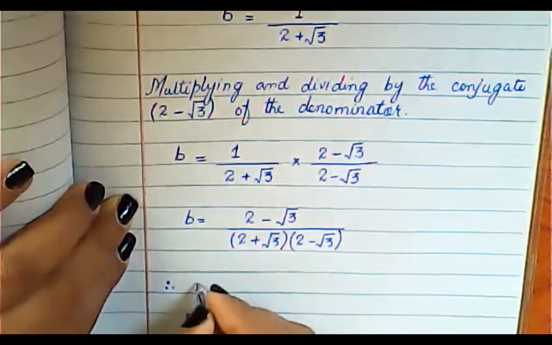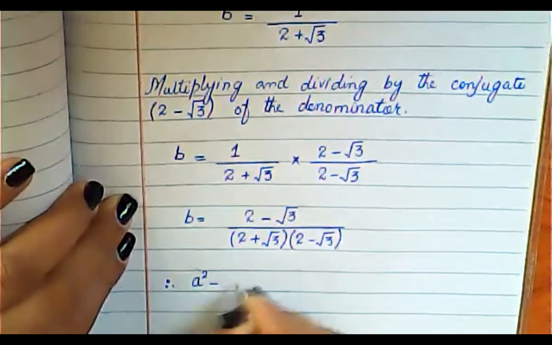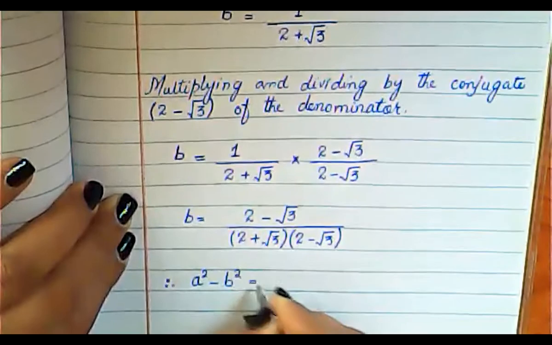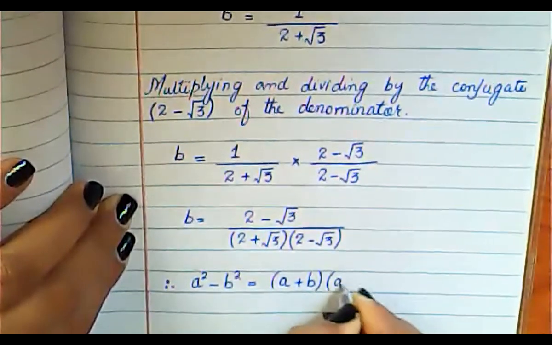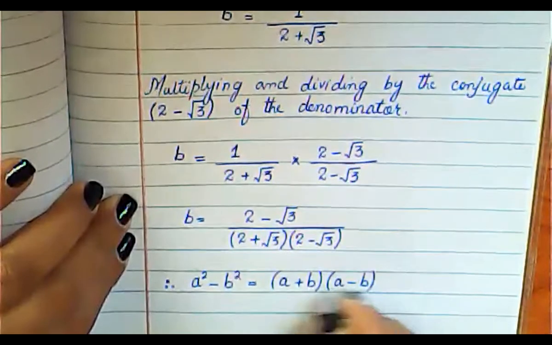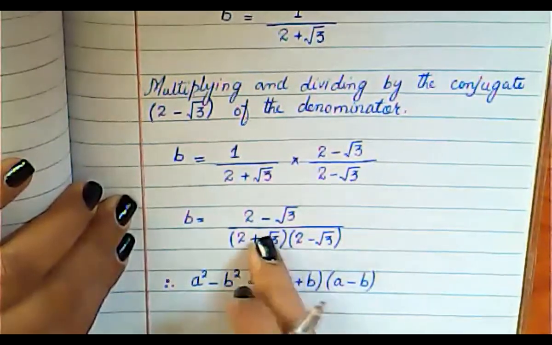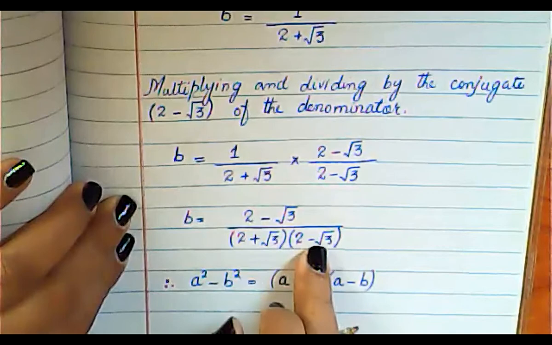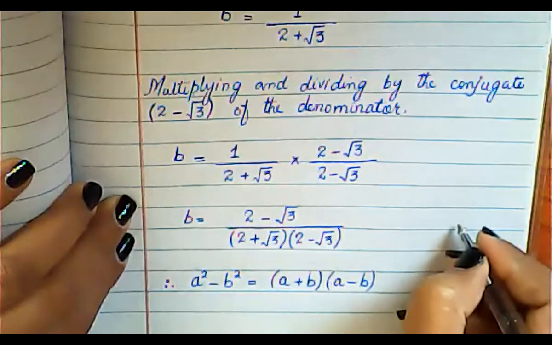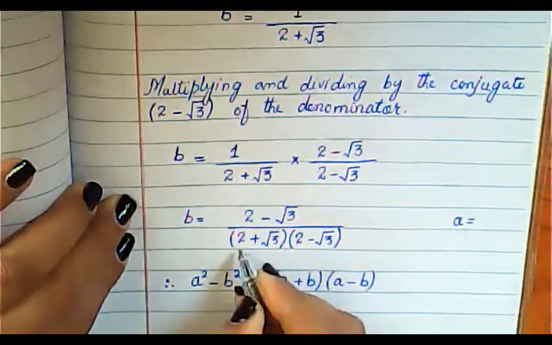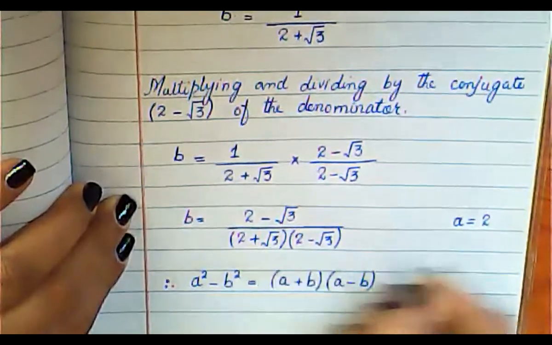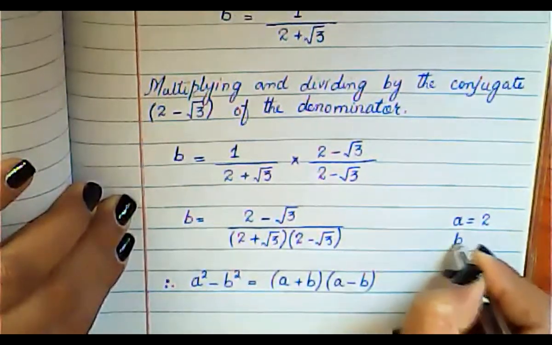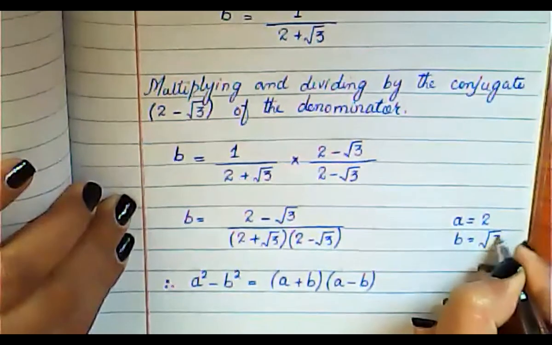We know the formula, a square minus b square is equal to (a plus b)(a minus b), meaning you have to multiply these two terms. So you have to decide which is term a and which is term b. Here I'm going to write the term a is basically 2. Term a is 2 and term b is under root 3.